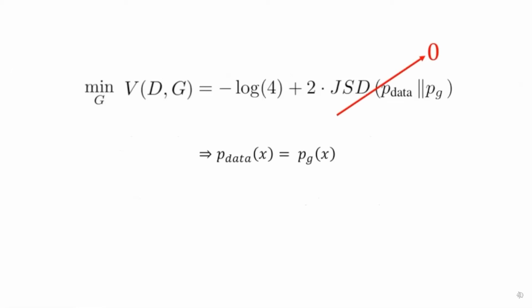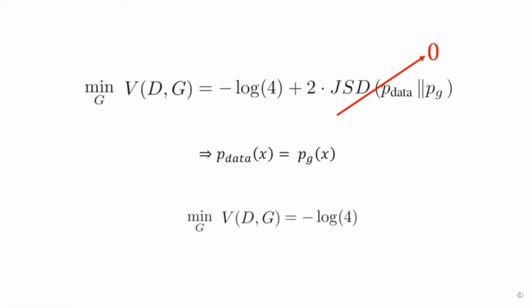When this happens, the JS divergence term would be 0, which implies the distributions are equal, and then our minus log 4 term falls out, which we separately showed as the cost from the discriminator making coin flip decisions when the real and fake data distributions are equal. So that's the theory under the covers.